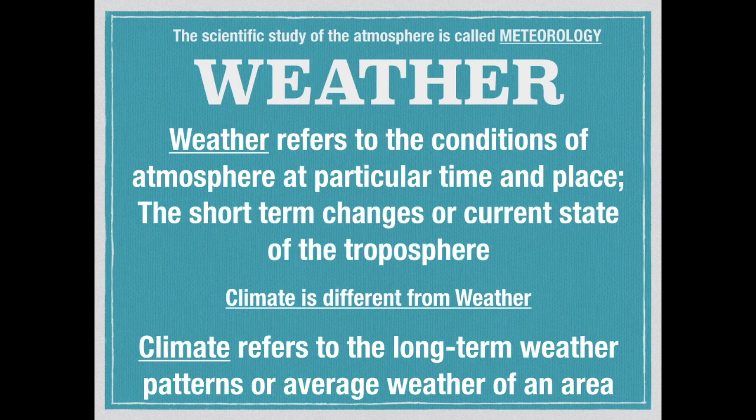Now, a long-term change, maybe over 30 years, this would be climate. So weather and climate are different. Weather is dealing with what's happening today or tomorrow. It's changing daily. Climate refers to a long-term weather pattern or an average over a long period of time, maybe like 30 years.